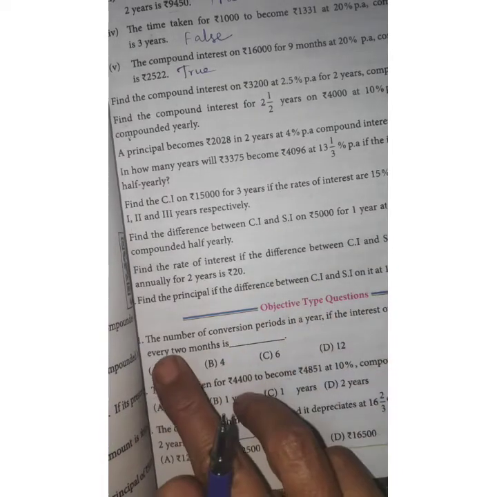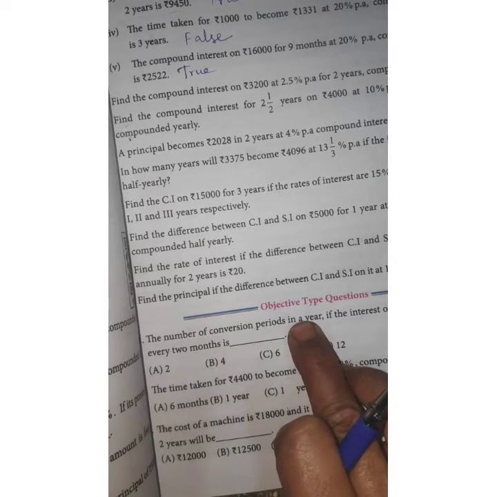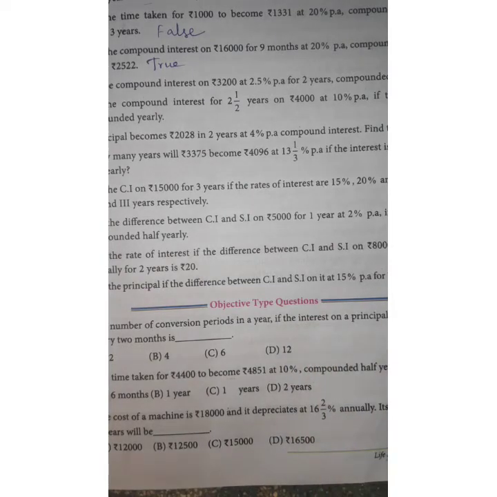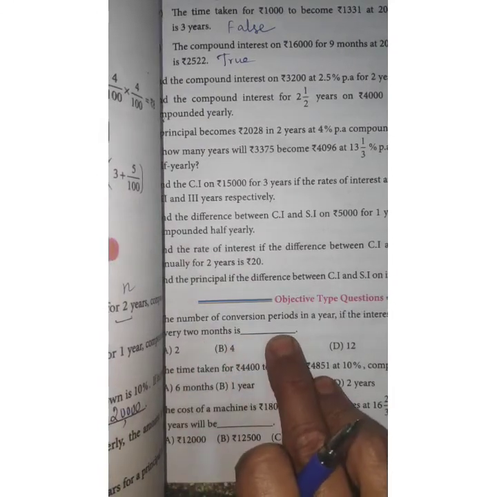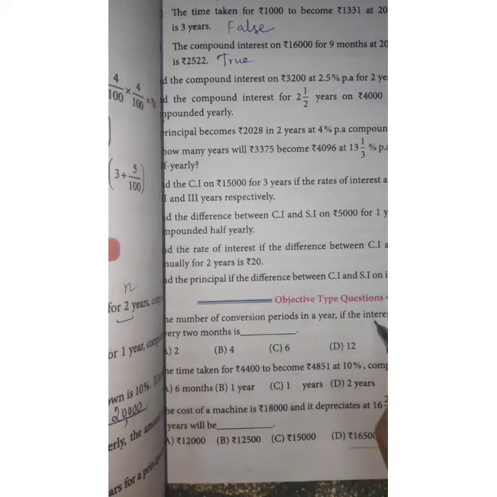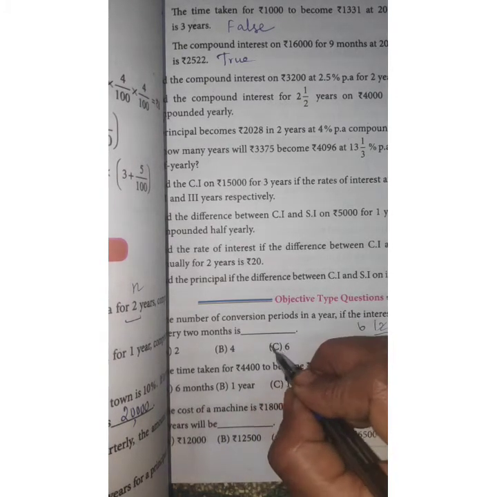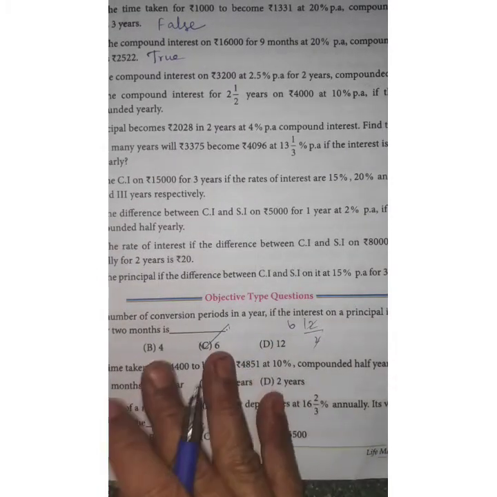Objective type question: the number of conversion periods in a year, if the interest on the principal is compounded every 2 months, is dash. For conversion periods in a year, 1 year equals 12 months. Compounded every 2 months, so divide 12 by 2, which equals 6. Six 2s are 12, so the answer is 6.